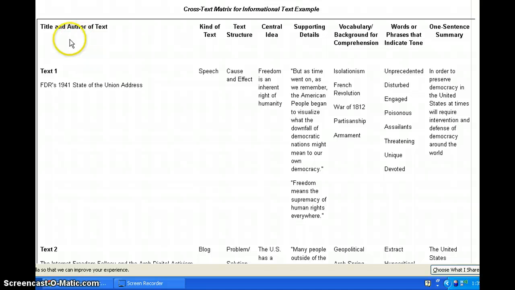You can see that the information that we've gathered from each of the texts includes the title and author, what type of text it is, the structure of the text, a central idea, the supporting details, vocabulary or background that we needed, which we could look at as puzzling words because they were things essential to our understanding, words or phrases that indicate tone. This would be our connotation, and we did that exercise, as well as a one-sentence summary.